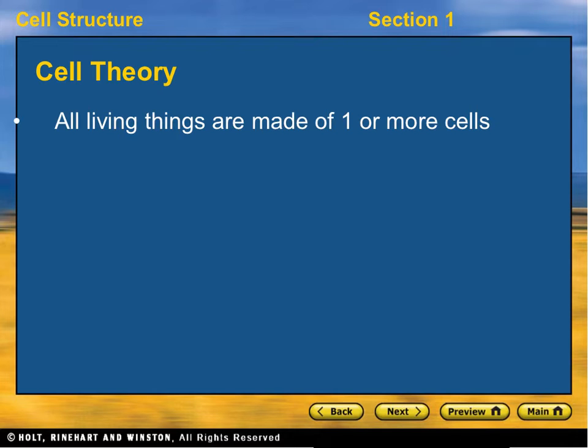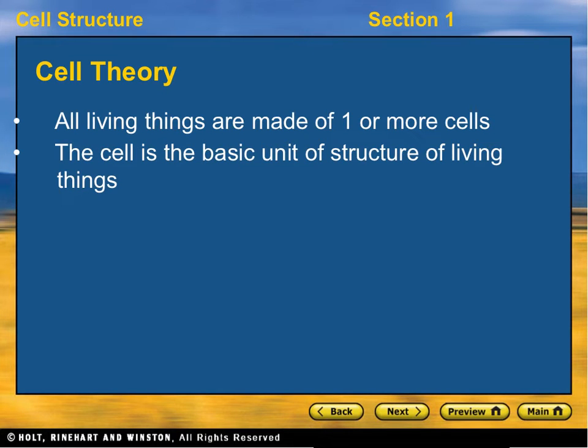So the first part of the cell theory says all living things are made of one or more cells. That's everything. Anything that is living is made up of at least one cell. The second part says the cell is the basic unit of structure of living things. And finally, the third is that cells arise from existing cells. So you have to have a cell to create another cell, essentially.